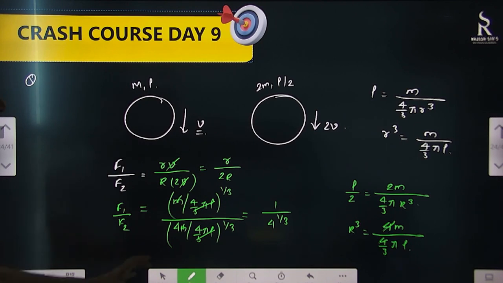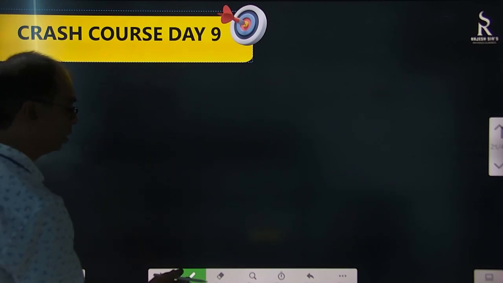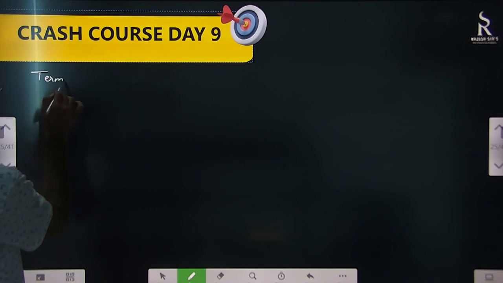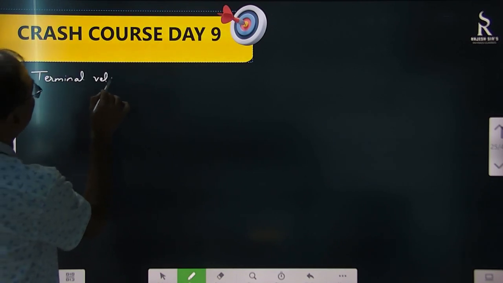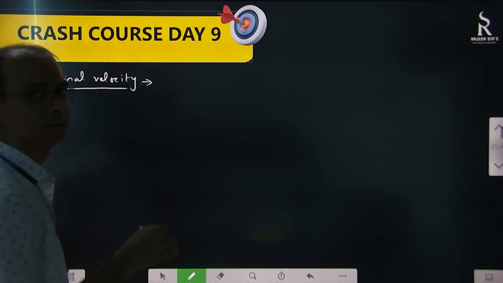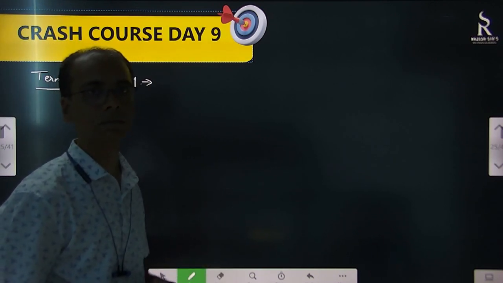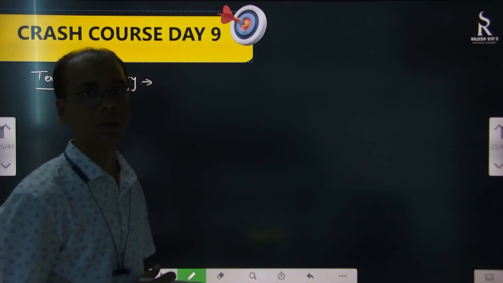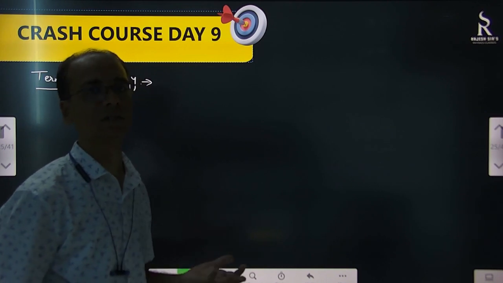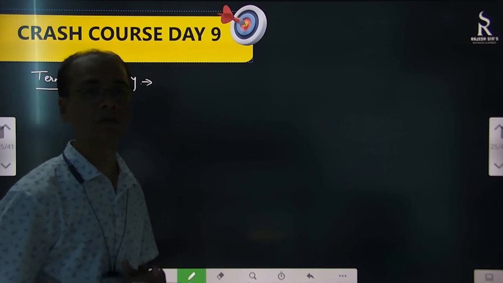Correct? This is clear? Now Stokes' law gives us one more thing. It talks about terminal velocity. What is this terminal velocity? First thing we have to discuss is Stokes' law is acting on a body which is at rest in the liquid or moving in the liquid or sinking. It is based on the body which is sinking with an acceleration. If it is sinking with an acceleration, its velocity is increasing, and if velocity is increasing, viscous force is also increasing.